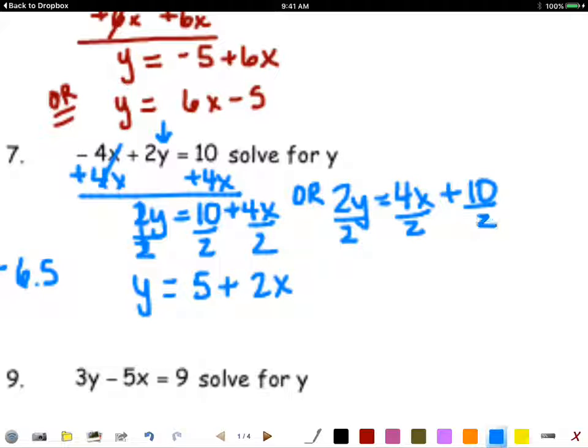So let's come over to this side and do the same thing. Divide by 2, and let's see what ours looks like over here. y equals 2x plus 5. Well, we know those are the same, right? Because of the commutative property that says it could be 5 plus 2x or 2x plus 5.